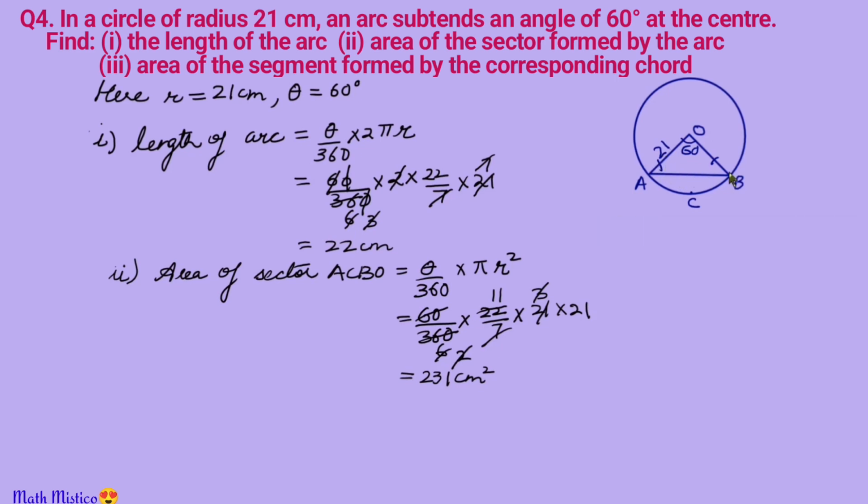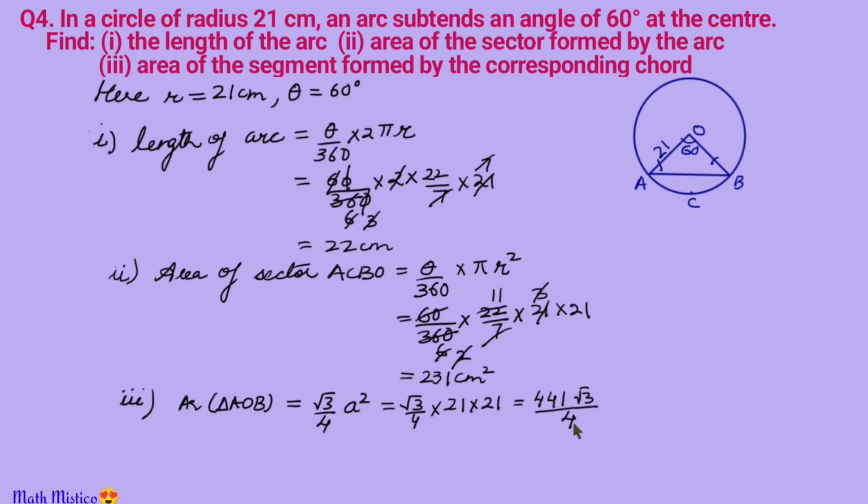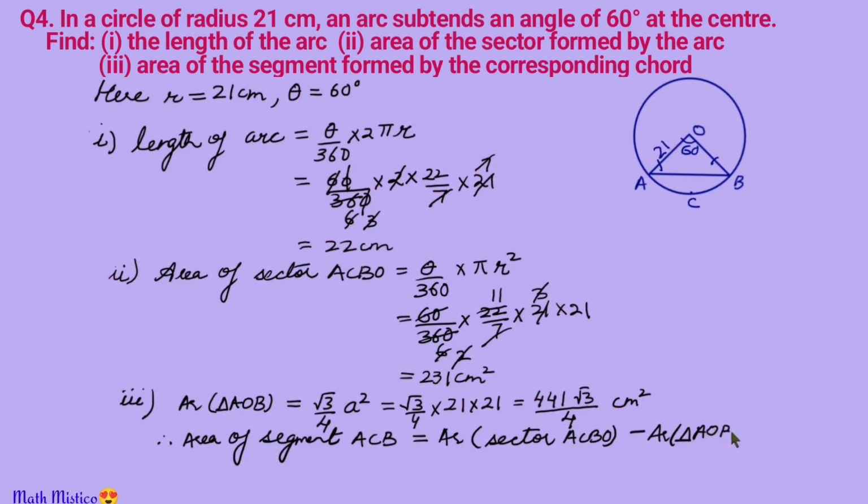Do you remember the formula for finding area of an equilateral triangle? Right, root 3 upon 4 a square, where a is the side of the triangle. So area of triangle AOB is equal to root 3 upon 4 into 21 into 21, that is 441 root 3 upon 4. And therefore the area of the segment is area of sector ACBO minus area of triangle AOB, which is equal to 231 minus 441 root 3 upon 4.